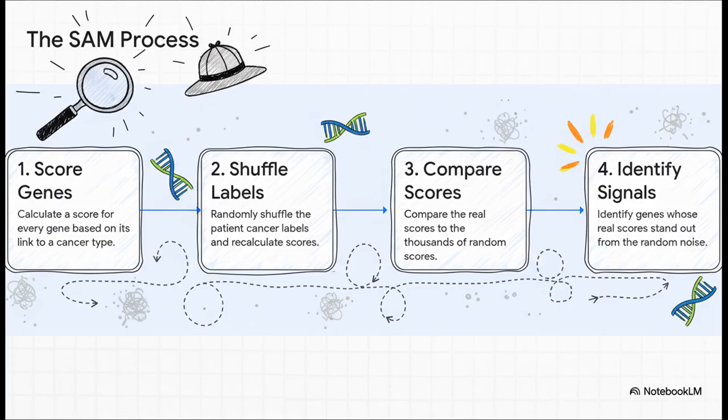So here's how it works. First, it scores every single gene based on how strongly it's linked to a cancer type in the real data. Then it does the exact same thing for all those thousands of randomly shuffled data sets. Finally, it compares the real score to that whole sea of random scores. The genes that really stand out from the random noise, those are your signals.